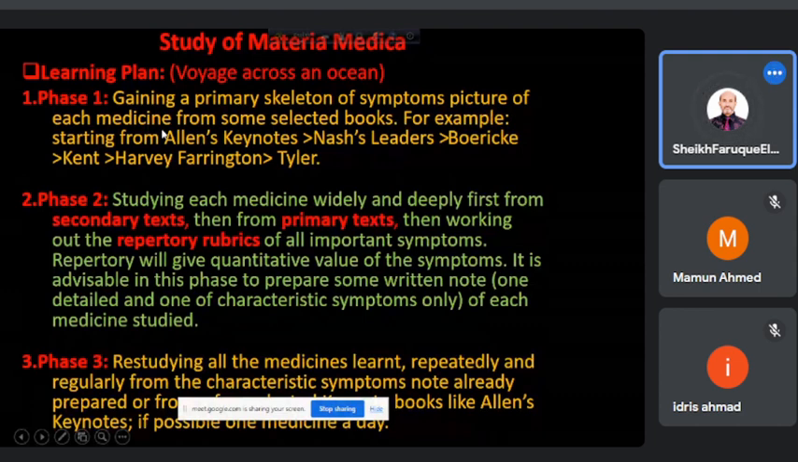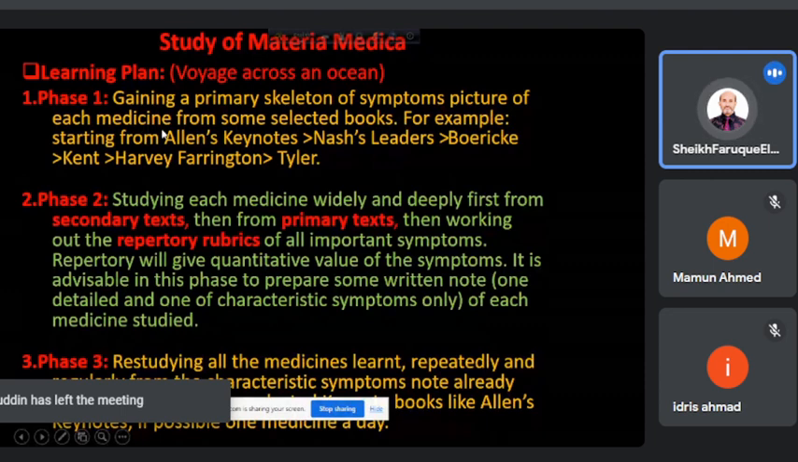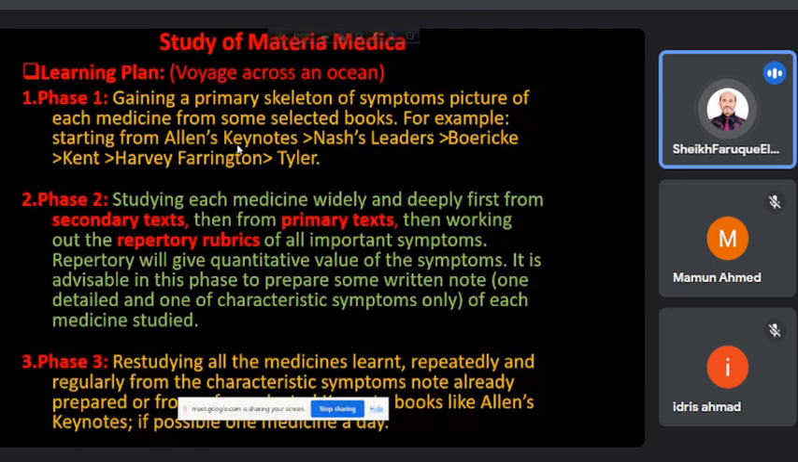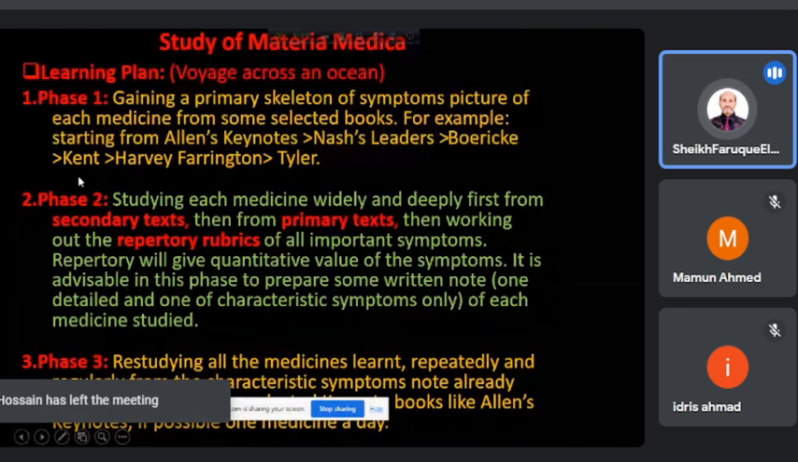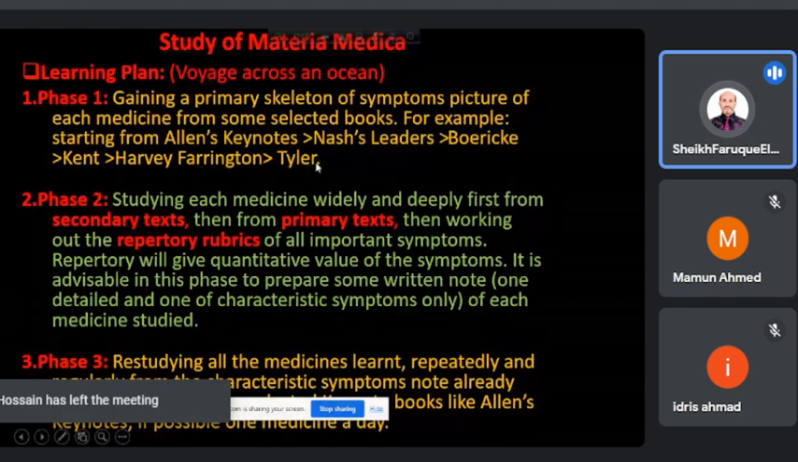It should be read in the beginning. So my guru, Dr. Kanjilal, said your first book will be Allen's Keynotes. Allen's Keynotes will be your first book, he said. And then you study Nash's Leaders, because this is the explanation of Allen's Keynotes. Then you study Boericke and Kent, and then Hering, and lastly Tyler.